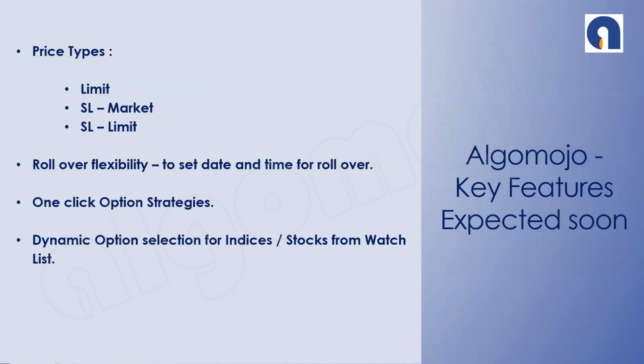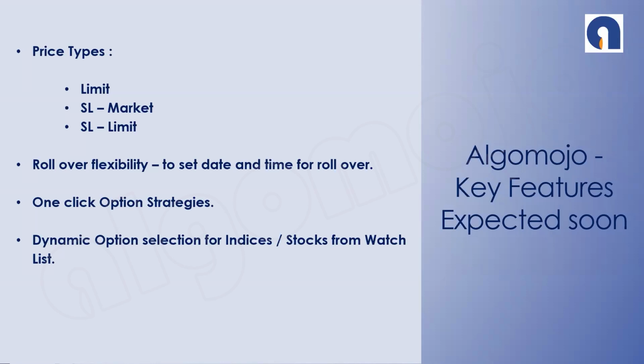Some of the other features that we are currently working on is price. Currently, the price at which it gets executed is only market. So we are working on limit, and stop loss market and stop loss limit are other price types that we are looking at. And yeah, sorry, this rollover has just been rolled out last week.